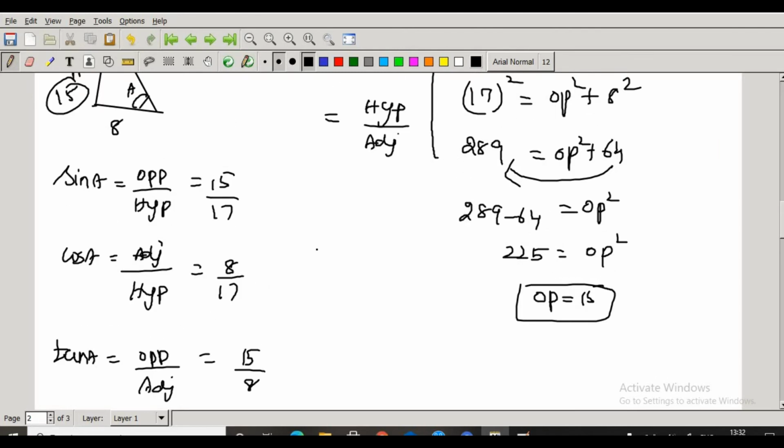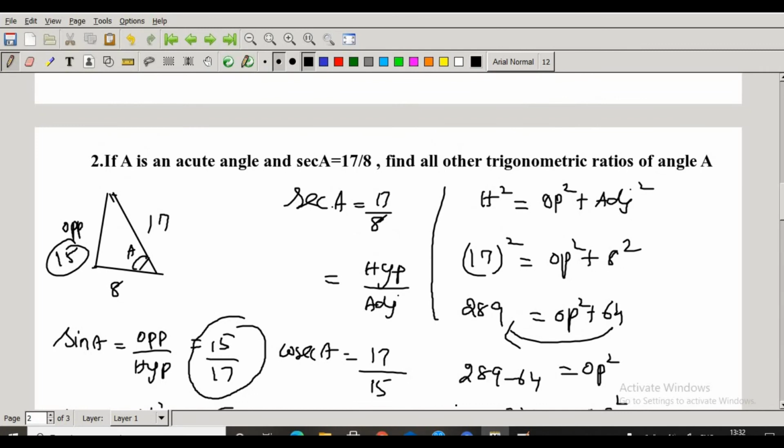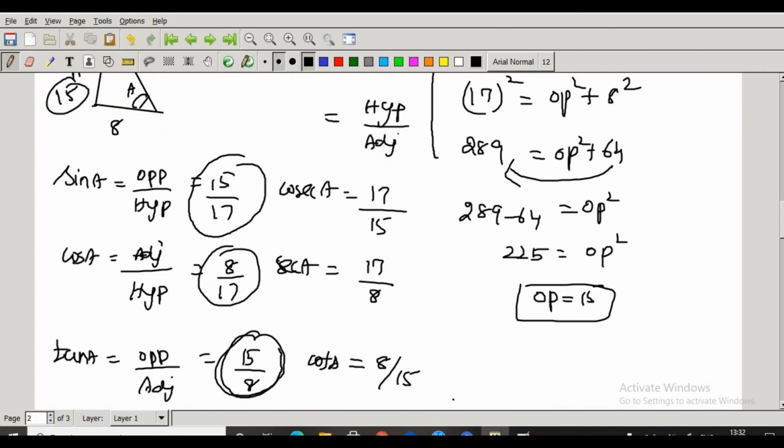So these are the three fundamental ratios, and then we have cosecant A, which is the inverse of sine, so we invert this and get 17 by 15. Secant A is the inverse of cos, so we invert this, which is 17 by 8. And cot A is the inverse of tan A, so we invert this, and it's 8 over 15. So that's it. This is a very simple question. I hope you understand this problem.